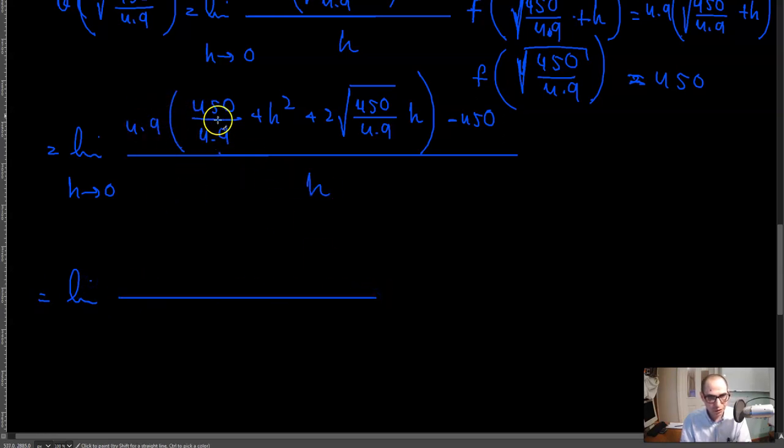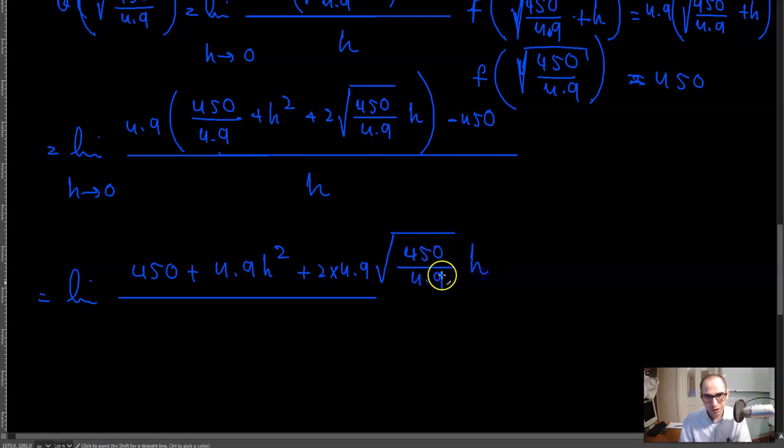So you have this times this becomes 450 plus 4.9 h squared plus 2 times 4.9 times the square root of 450 divided by 4.9 times h, and you have negative 450, divided by h as h approaches zero, and then you can cancel these two out.